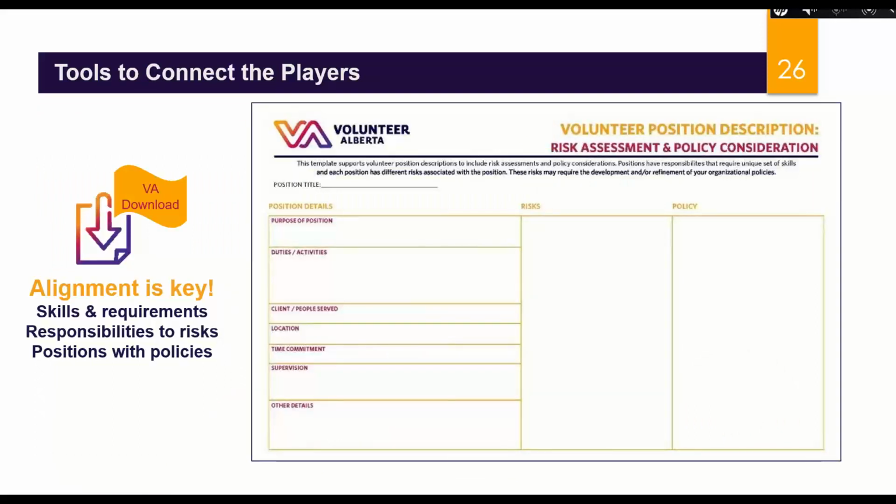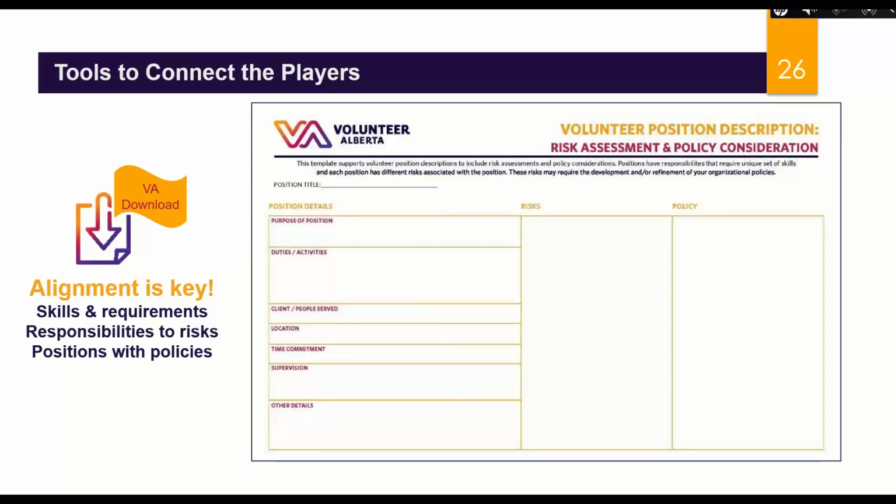So in creating volunteer positions, alignment is key. You want to be able to align the skills, requirements, and responsibilities, and that should all be informed by policies and risk assessment as well. So to help support this alignment of volunteering to policy and risk, Volunteer Alberta has created a position description template that also includes a risk assessment and sort of discussion of that. I believe, included that as a handout too.